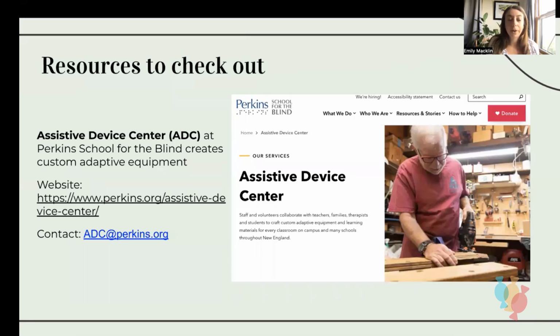The Assistive Device Center at Perkins School for the Blind creates custom adaptive equipment. They have a website that I linked there and a contact email. If you're thinking you want some of these slant boards or adapted devices or equipment, these are materials they provide and they can make for cost. I'm not sure how many orders they're taking from outside of their campus at this time. I think they've been pretty busy, but you can feel free to reach out to them. They might be able to guide you on how you can make something yourself, or they might be taking orders for outside of their campus needs. So something to think about.